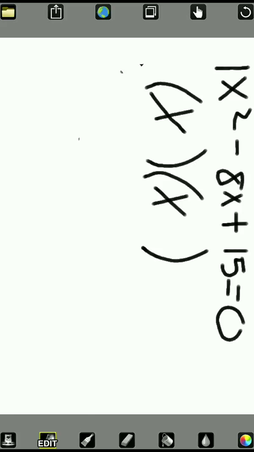Notice how these two numbers multiplied give us positive 15, and they also added give us negative 8. And of course, these all equal 0.